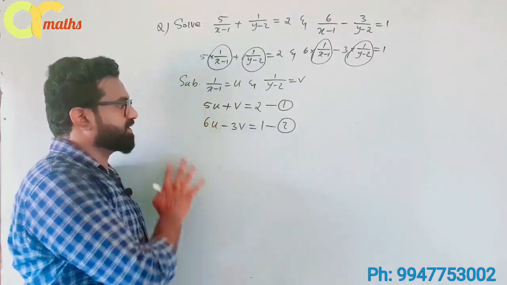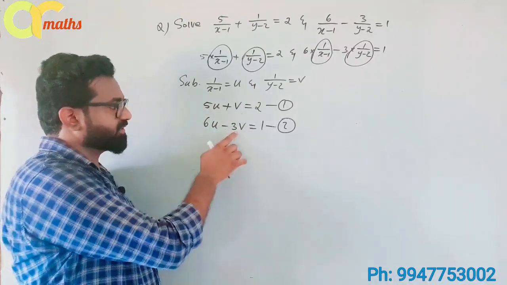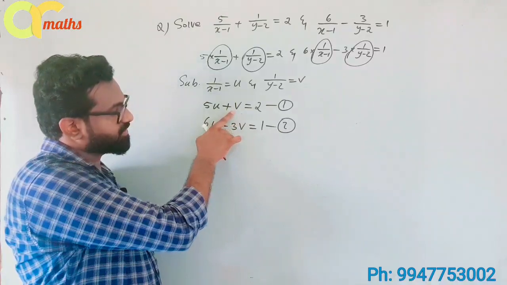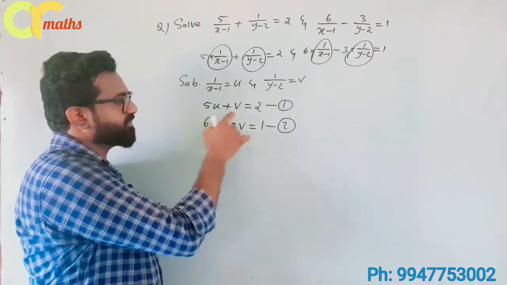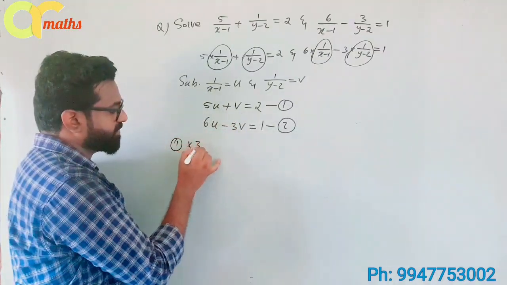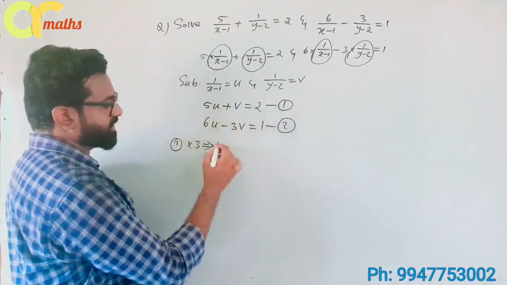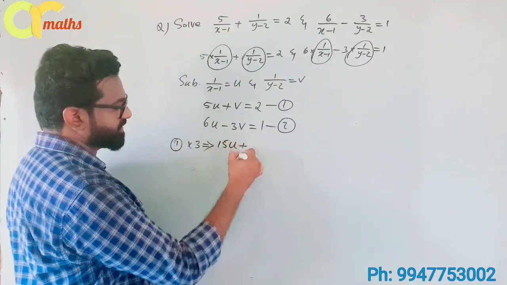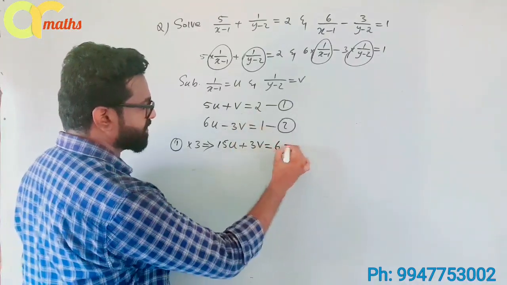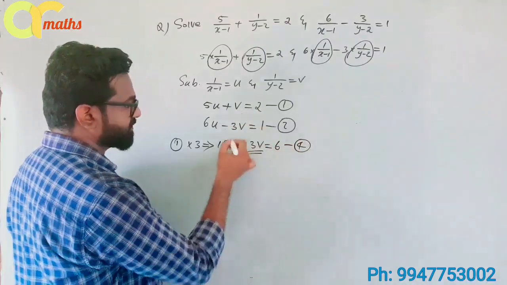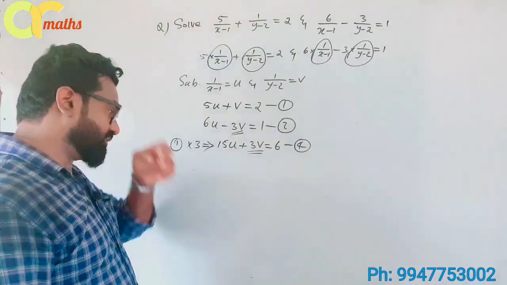Here 6, here 5. You can exchange, multiply its coefficient, or here 3v. Here can you give here 3? Yes, by multiplication. So first equation multiplied by 3, 5u into 3, that is 15u plus 3 into v, 3v equal to 3 into 2, 6. You got the fourth equation. These two terms are same.